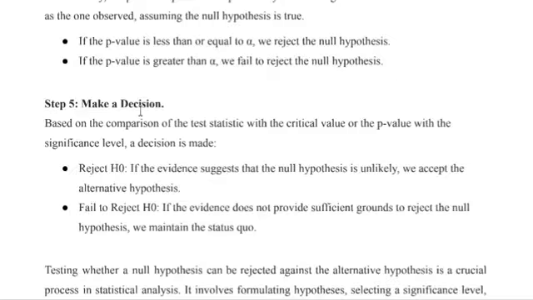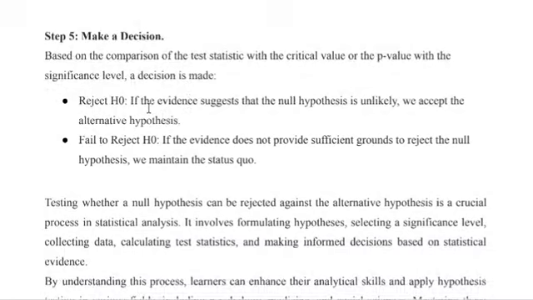Step 5. Make a decision. Based on the comparison of the test statistic with the critical value or the p-value with the significance level, a decision is made. Reject H0. If the evidence suggests that the null hypothesis is unlikely, we accept the alternative hypothesis. Fail to reject H0. If the evidence does not provide sufficient grounds to reject the null hypothesis, we maintain the status quo.